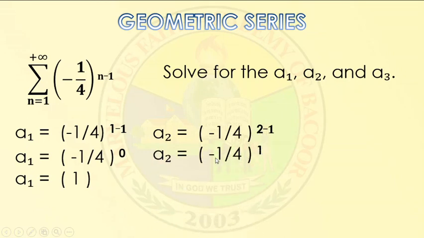Okay? And then next, simplify natin yung exponent natin. Negative 1/4 raised to 1, the answer is negative 1/4. Okay, so yan yung sagot natin para sa value ng second term. Okay? So ngayon naman, ano kaya yung value ng third term natin?